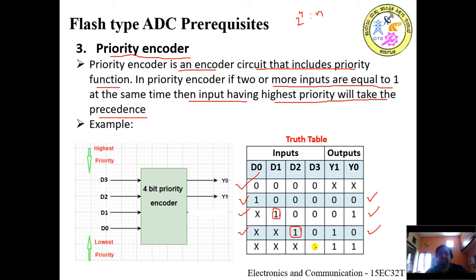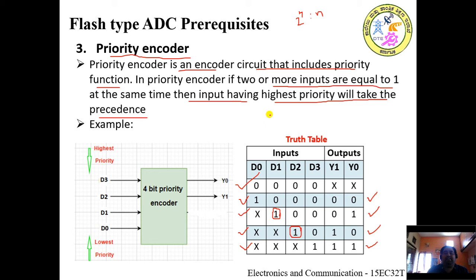Similarly, in the last case, here the D3 bit is 1. Since the D3 bit has the highest priority, irrespective of the contents of the lower bits, it considers only the D3 bit content and it produces an output 11. So this is how a priority encoder works.